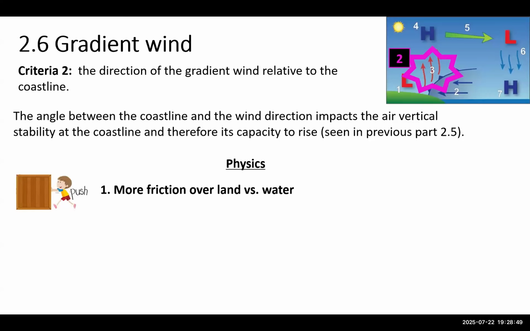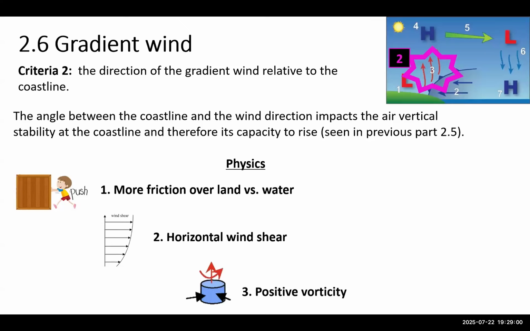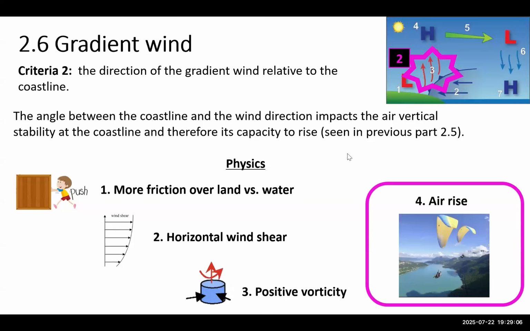Okay. So the physical things we're going to see is the friction. Friction is greater over land than water. This has an impact on the horizontal wind shear. It will impact what we call the positive vorticity. And all those things combined are going to create the rising of the air. So this is a lot of technical words. I'm going to try to explain it simply by providing some pictures.